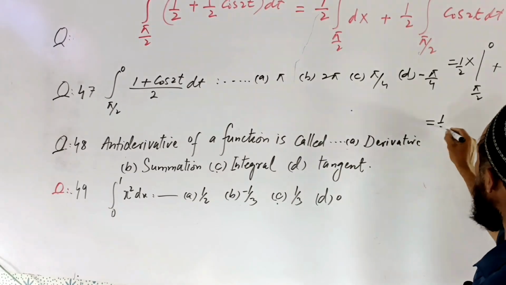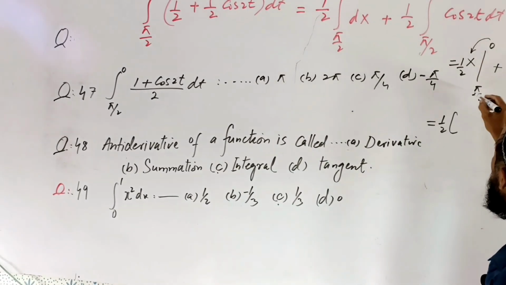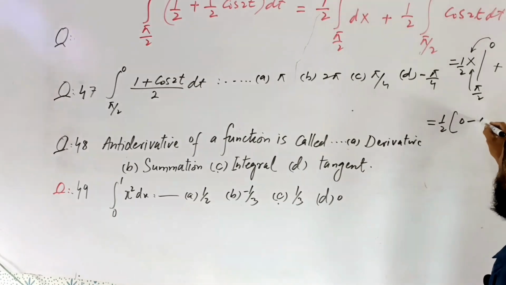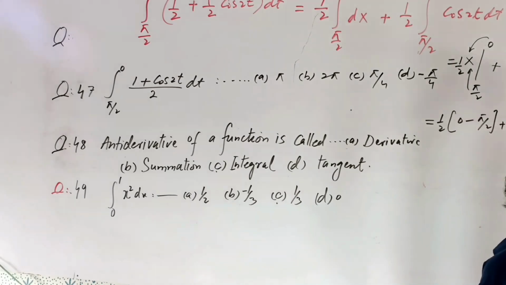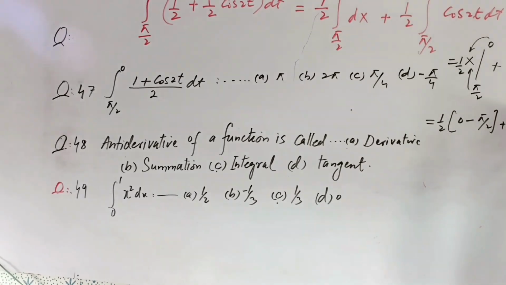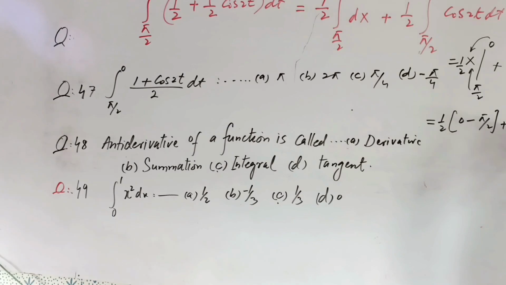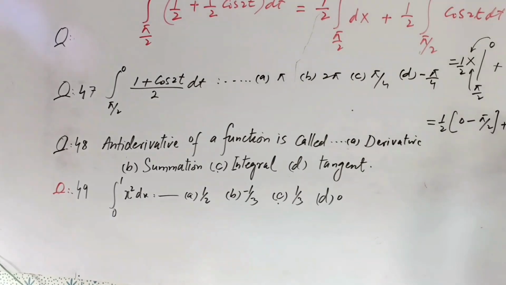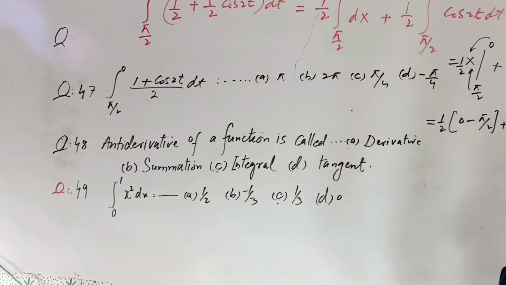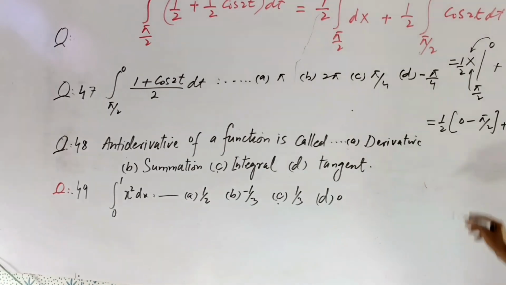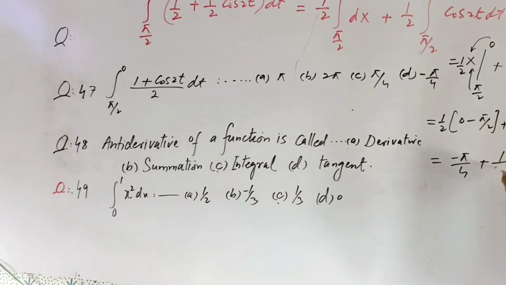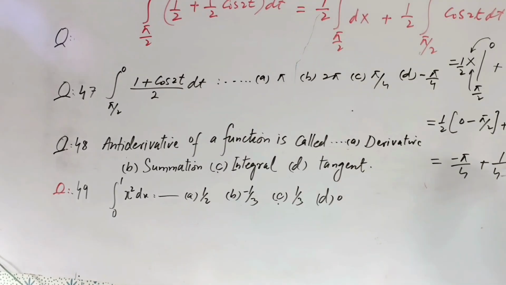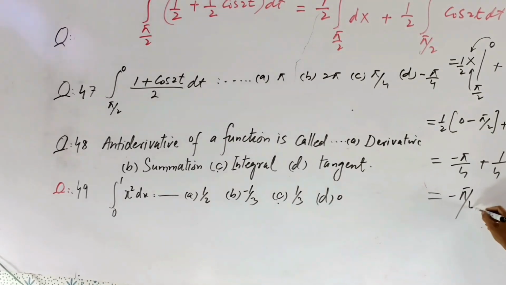Now we put the limits in place of x: 0 minus pi by 2, plus we get 1 by 4 times sine 2 times 0 minus sine 2 times pi by 2. So both are cancelled. Sine 0 and sine pi are equal to 0. So we get minus pi by 4 plus 1 over 4 times sine 0 and sine pi, which are also 0. So both are 0. We get minus pi by 4.